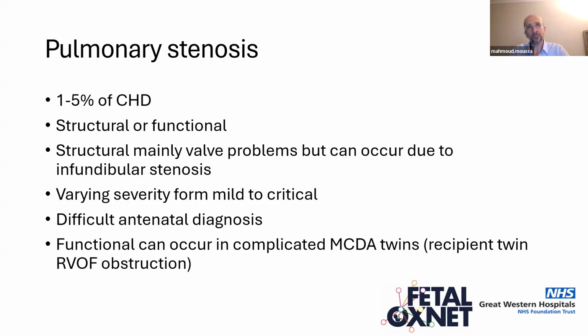You can get functional stenosis in the valve, and this is particularly relevant if you look after twins, the monochorionic twins, because in complicated twins or twin-twin transfusion, you will get right flow obstruction in the recipient, actually. And if you see a lot of twins, the cardiac changes actually happen before the classic twin-twin transfusion.